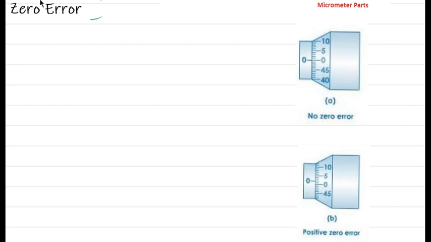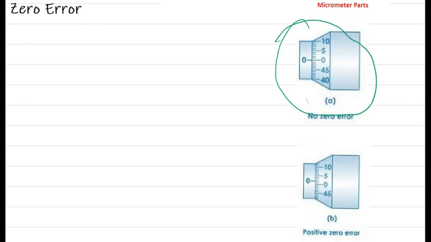It's not an important definition, but you can make it by yourself: the error produced in those devices which have two scales, where two scales work together and we get the observation from the two scales at the same time, that error is called the zero error. All right, now come back to the micrometer.